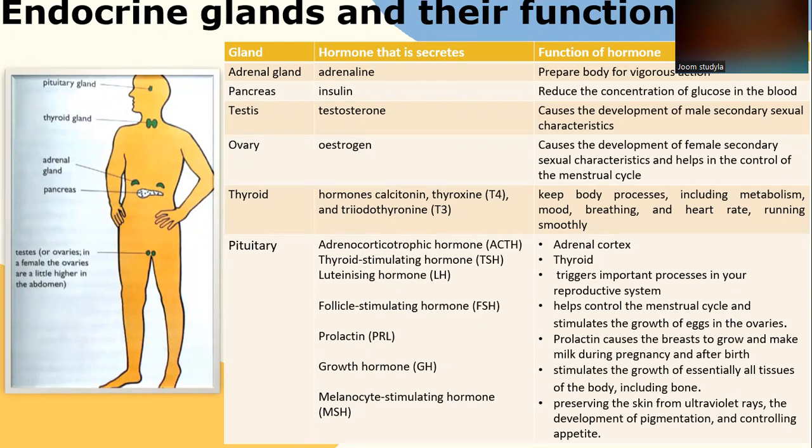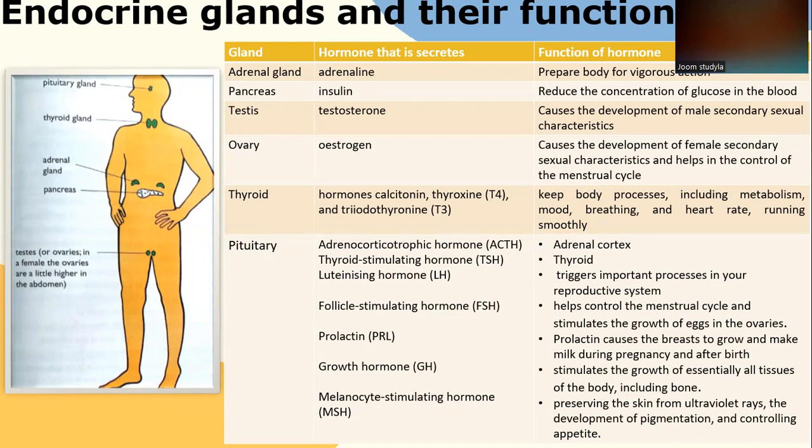TSH, thyroid stimulating hormone, is for the functions of the thyroid. And LH is to trigger important processes in your reproductive system. FSH is to help control the menstrual cycle and stimulate the growth of eggs in the ovary.